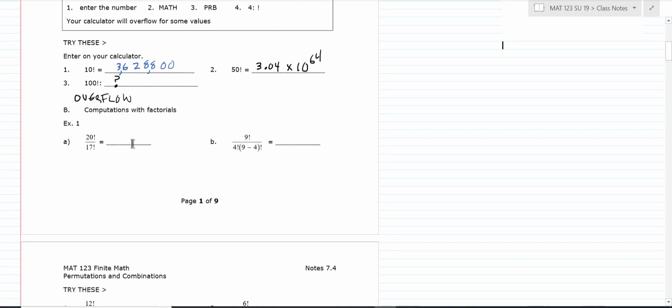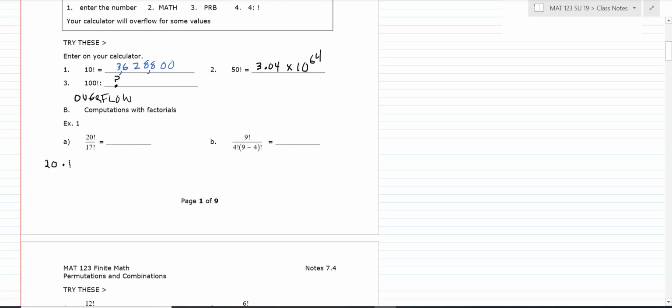These things could be put in the calculator, but I want to show you a little technique that you want to know how to do for simplifying these. We could do 20 factorial and 17 factorial on the calculator, but I'm not going to do this. I'm going to show you what I'm going to do. I'm going to start writing out the 20 factorial.